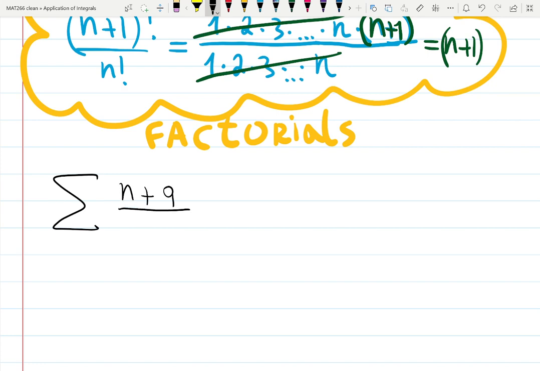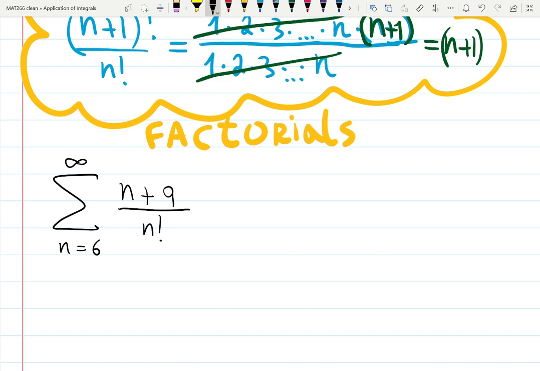N plus 9, because it's correct in my language, so I don't see a big deal. Anyway, n plus 9 over n factorial, n from 6 to infinity. You see, I can start from anything. We keep starting from 0 or 1, but actually it can be anything.